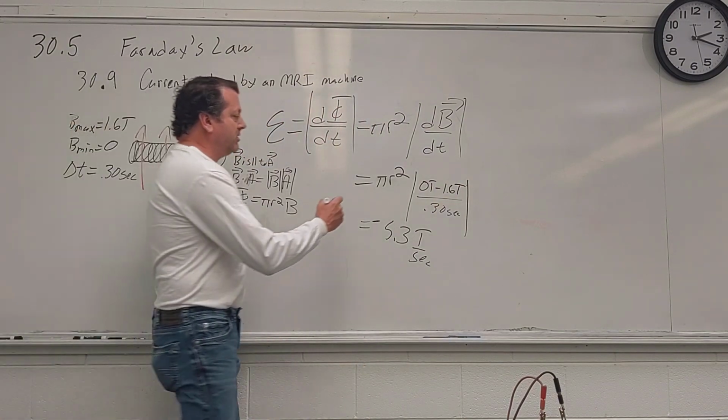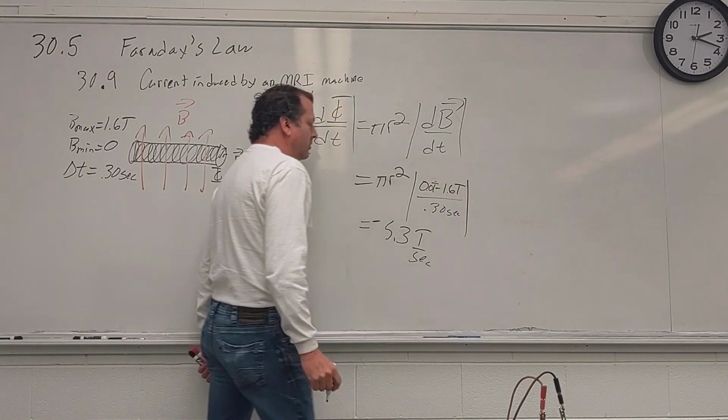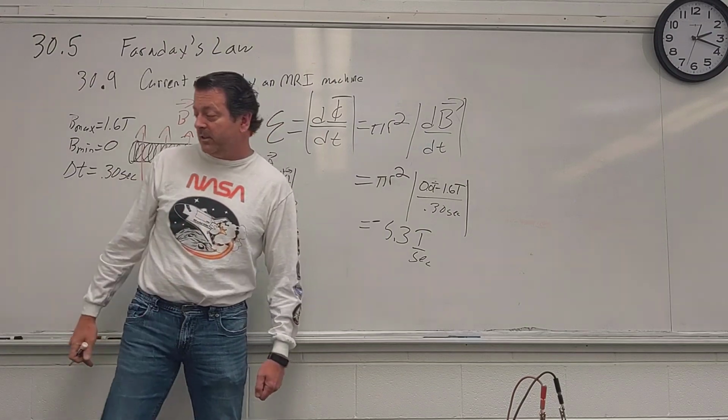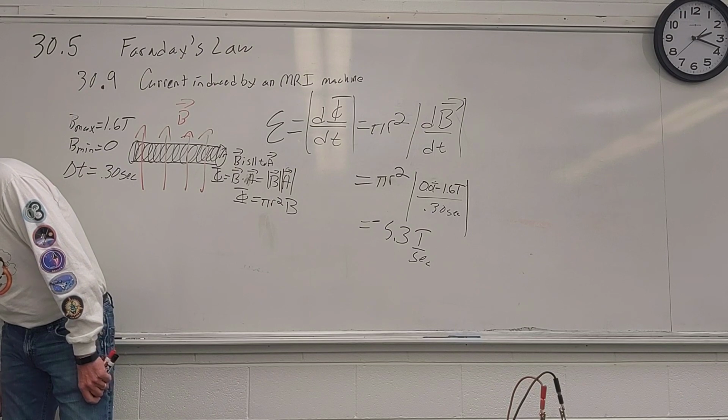Alright. And when we get our sig figs right, I'd make this, of course, 0.0. Kelsey's on to me about those sig figs. All right? So you get 5.3 Teslas.